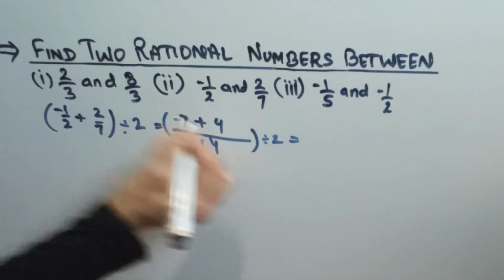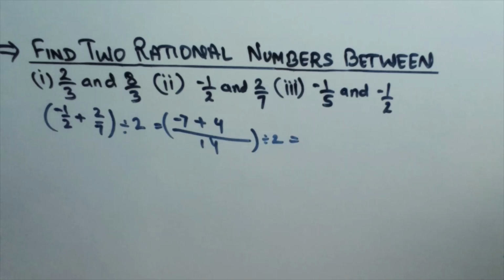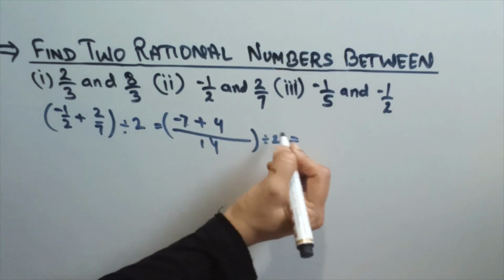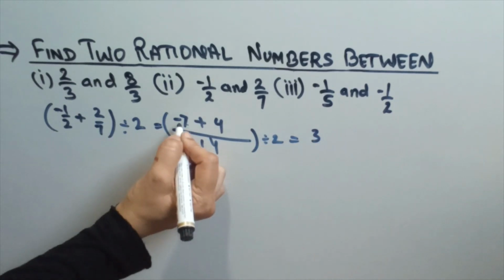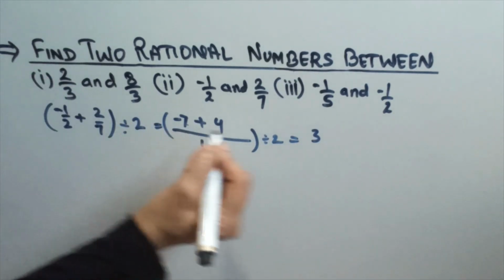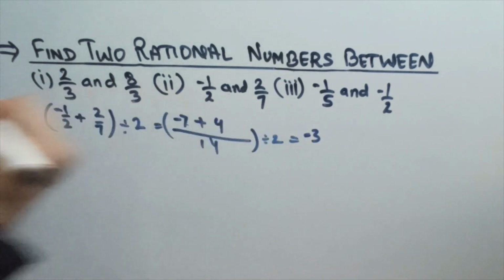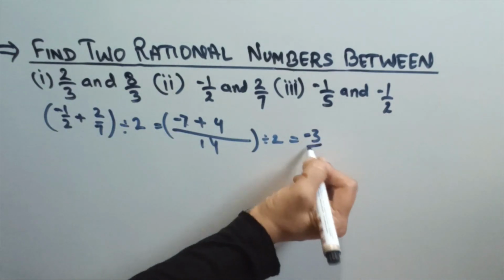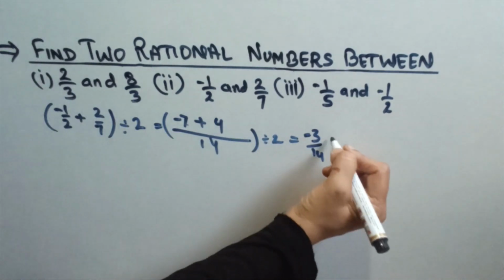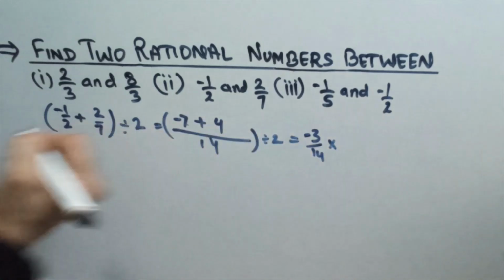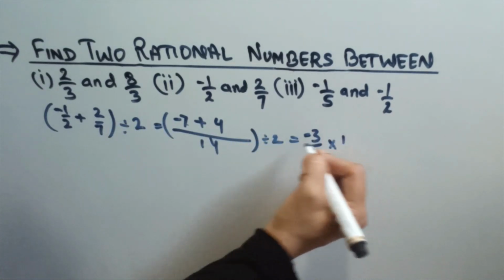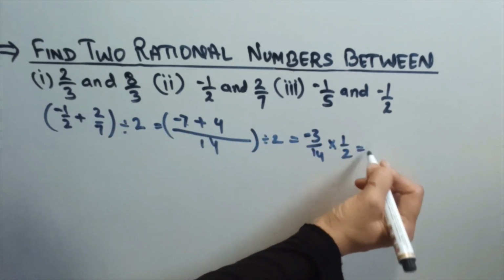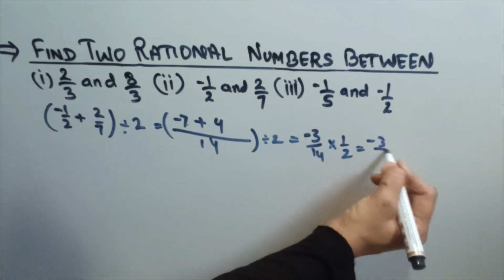minus 7 plus 4. Always, whenever minus and plus come together, we subtract. So 7 minus 4 is 3, because 7 is the bigger number and it is with the minus sign. So we will put a minus sign here. Divided by 14. Division, so I'll put a multiplication sign and we'll take the inverse of this. This will become 1 by 2. Now multiply. Minus 3 by 28.